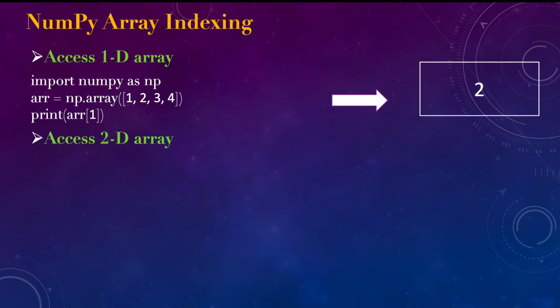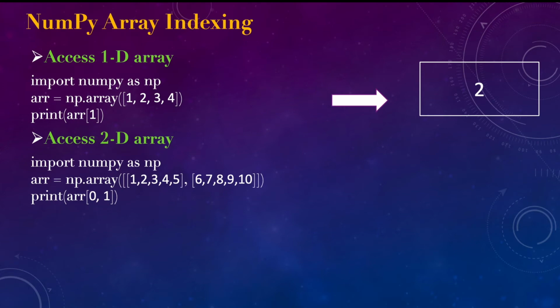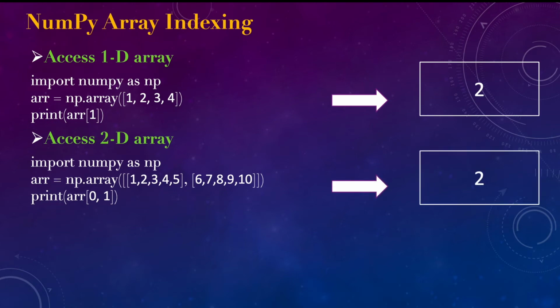So now accessing a 2D array. We create a 2-dimensional array. To access an element of a 2-dimensional array, you pass the array name and pass 2 values within the square brackets. The first value will tell you which 1D array to access, and the second value will tell you which element within that 1D array you have to access. So here in this example, array[0, 1] means the 0th 1D array and 1 means the second element in the 0th 1D array. That is, you're going to get 2 as the value.